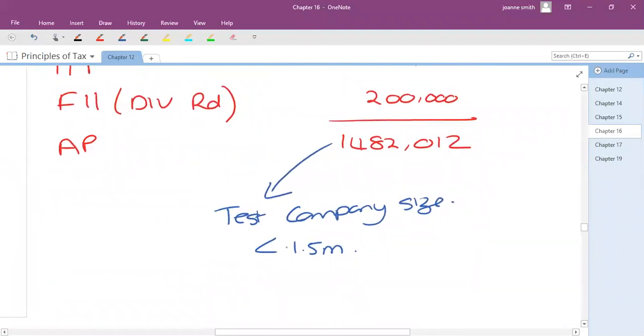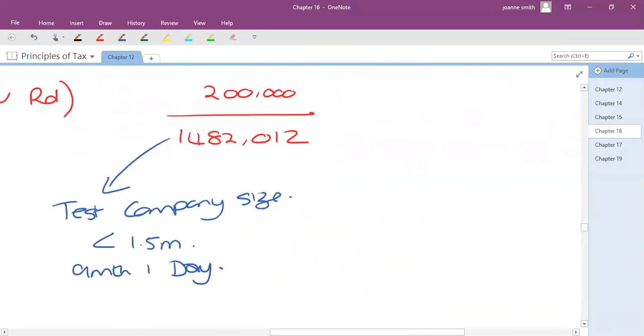So they could get away this year because it's not large of paying 9 months and 1 day. However, if you've got a business that's normally become a large company, unless they expect this to be a permanent fall, they would fall into the instalment payments. So if large, they pay in instalments.